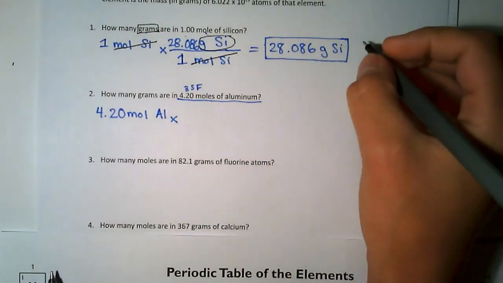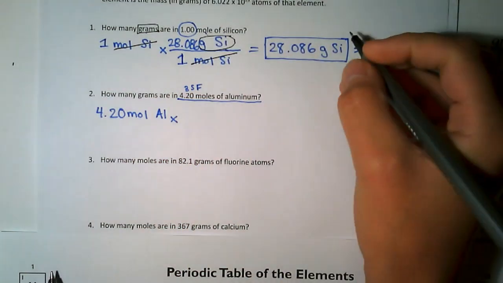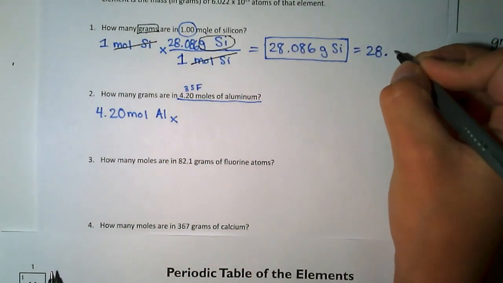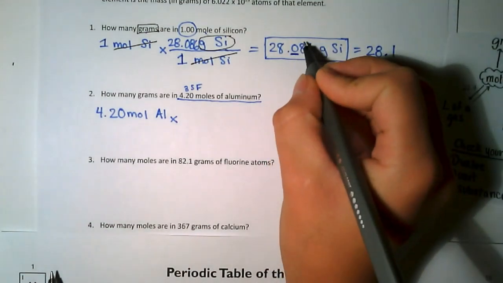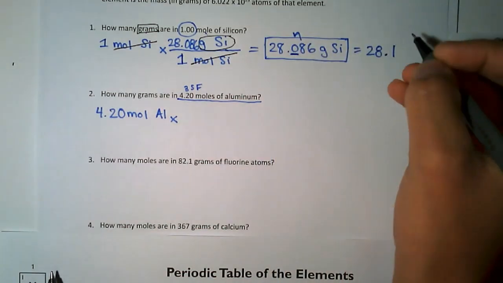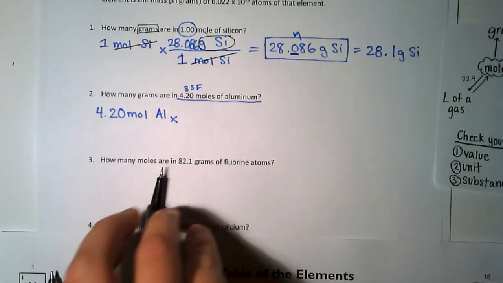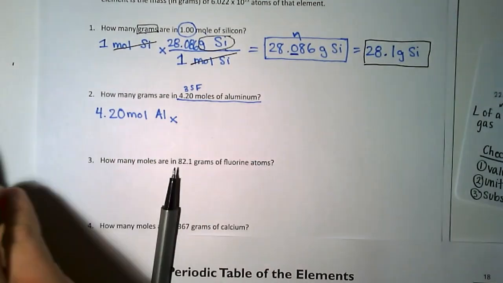So if we round this to the correct number of significant figures, it should have 3 significant figures just like in the problem. So this should be rounded to 28.1 because we need to round to this decimal place here. This 8 makes this round up to a 1. So 28.1 grams of Si. So this is actually our final answer. Forgot a step there.